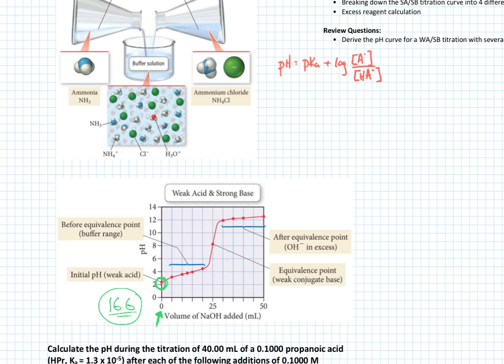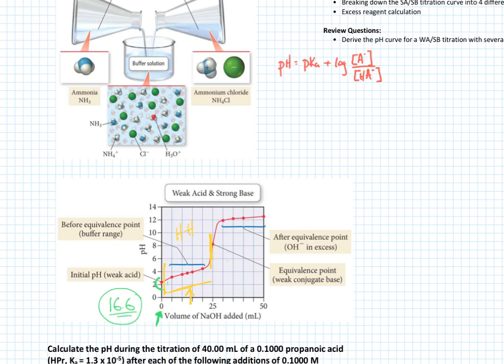Second region along the pH curve. Once you add the slightest amount of base all the way up to just below the equivalence point, you have created a buffer region, which is why I started out writing about the Henderson-Hasselbalch equation. So anything in this region, you're going to want to use the Henderson-Hasselbalch equation.